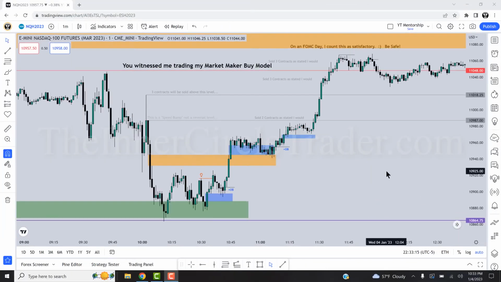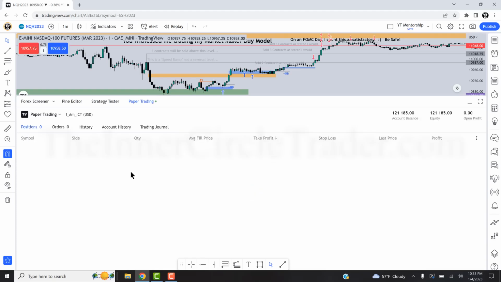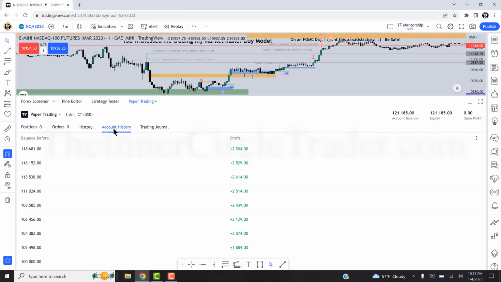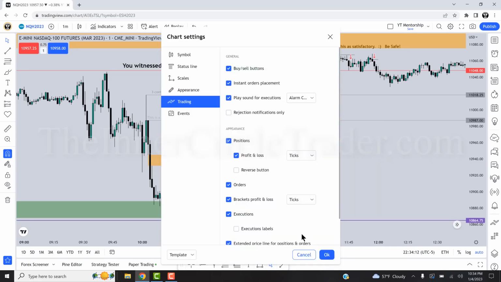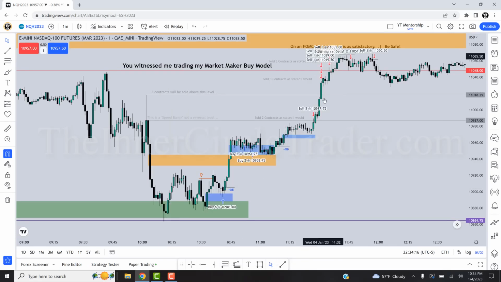All right, so in summary, this trade was a paper trade. And there is the account history. So from 100,000 all the way up to finally $121,185. So 21.1% return, one trade. And there's the business. So you can see it's all real, all executions done just like you saw me record them.